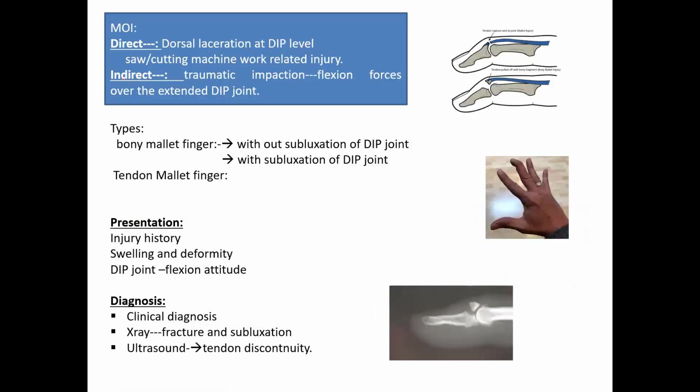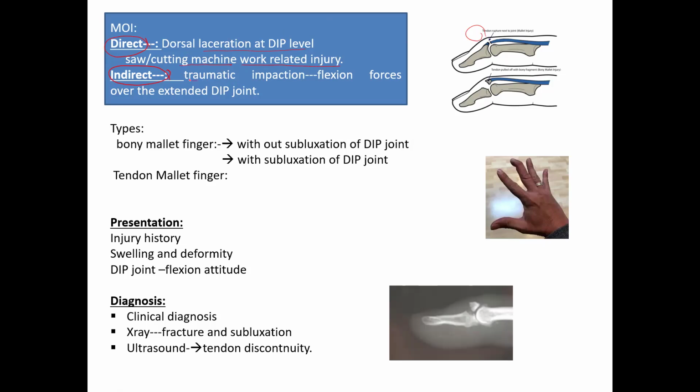So what is the mechanism of injury? Sometimes there may be direct injury, sometimes indirect injury. What is the direct injury? At the point of the distal interphalangeal joint, there may be a direct laceration. It happens mostly as a work-related injury when carpenters or butchers continuously use some sharp object to cut. So that is direct injury.